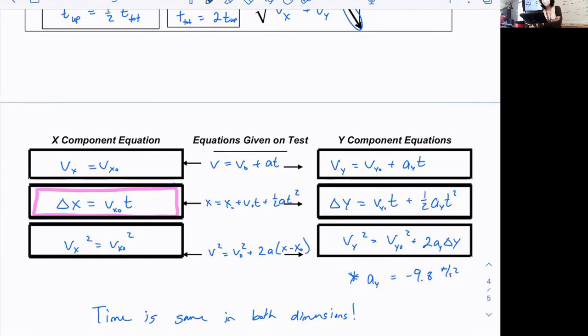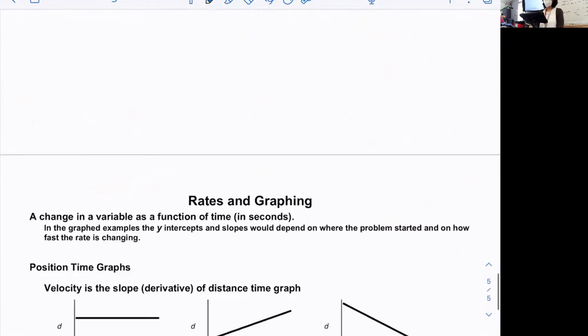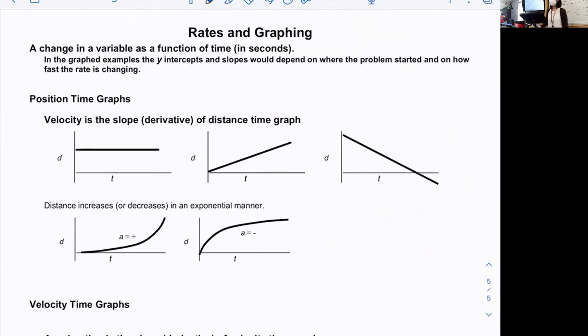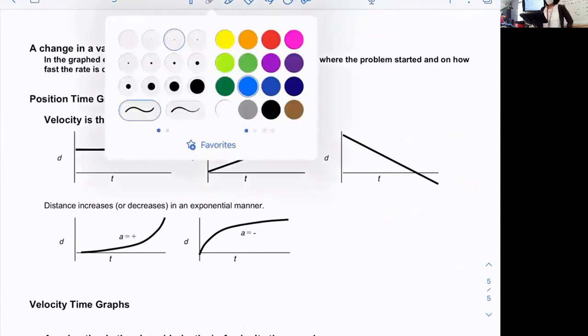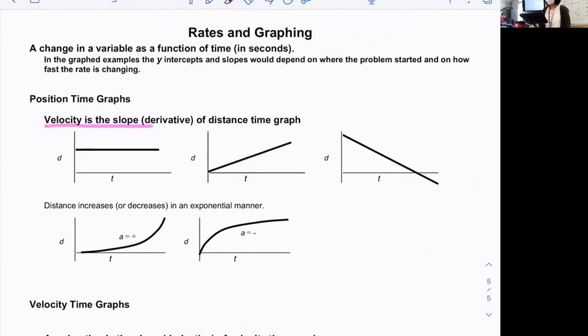And then the last thing I wanted to review was graphing, like position time graphs and velocity time graphs for constant acceleration movement. So remember that whenever you're given a graph, the two things that you can get information from are either the slope or the area under the curve. And a key thing is that velocity is the slope of a distance time graph. Okay, so velocity is the slope. If I were to think about this, there are essentially five different kinds of graphs you could be exposed to for position time.